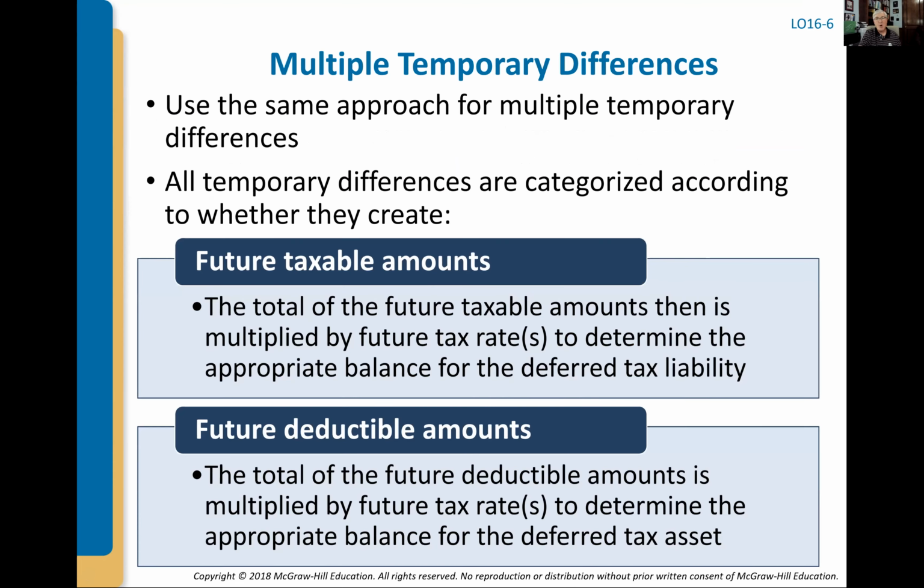You could have multiple differences. You will have multiple temporary differences in every geography that you operate. And so you have to look at them individually for each jurisdiction. And you are allowed to net them, deferred tax assets and liabilities, but only for each jurisdiction, not overall.